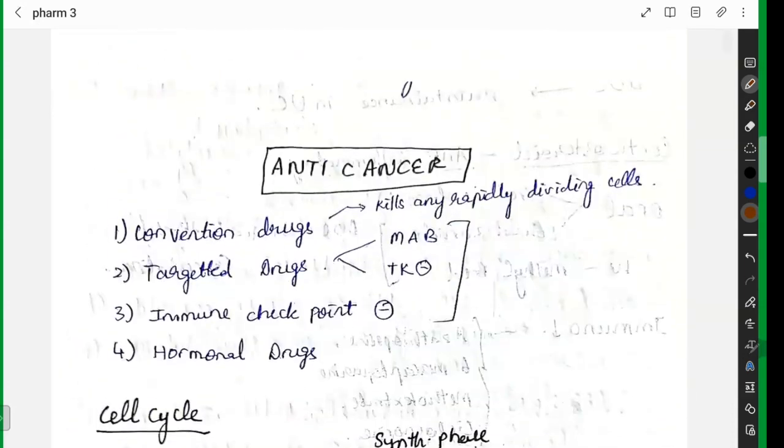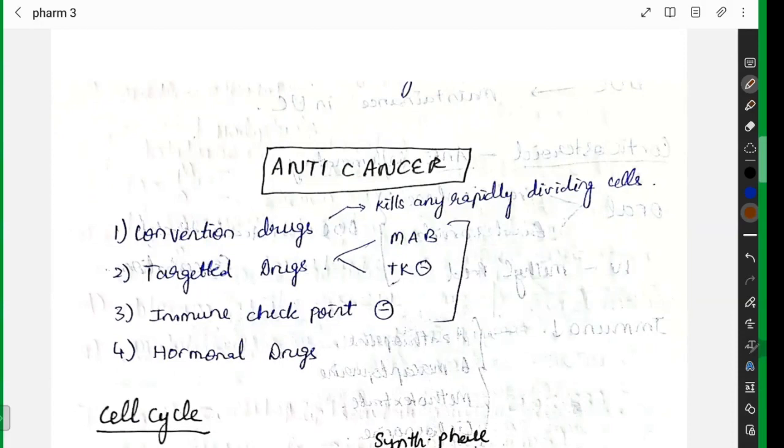So what is a cancer? There is an increase in the proto-oncogene, and there is a reduction in the tumor suppressor gene. Proto-oncogene is going to be more, tumor suppressor gene is going to be less, and that is what leads to the so-called cancer. Now, how are you going to target it with anti-cancer drugs? Either you kill all the rapidly dividing cells, all the cells which are in mitosis. Or you can target a specific cell using a CD marker, developing an antibody against that cluster of differentiation cell. Or you can go for an immune checkpoint inhibitor, or finally the hormonal drugs.